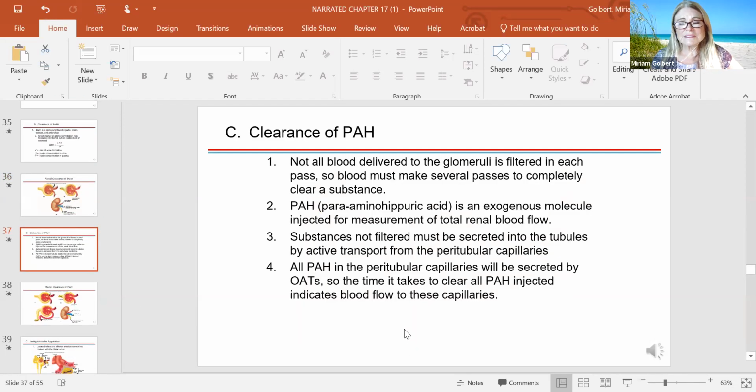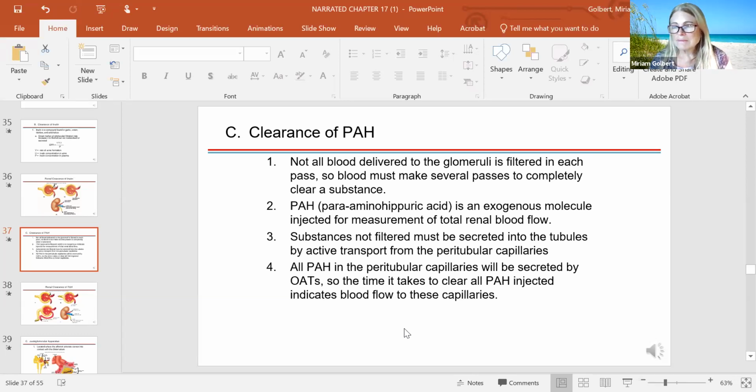The other one is the clearance. Clearance means filtering it out from the blood to the urine of this para-aminohippuric acid, or PAH. So this is something that is exogenous, which means it's not naturally occurring in our blood. So this is something that needs to be injected into blood, and it is not reabsorbed. So let's say that you inject 100 mLs. When you check the urine, then you should be able to recover 100 mLs of this PAH.